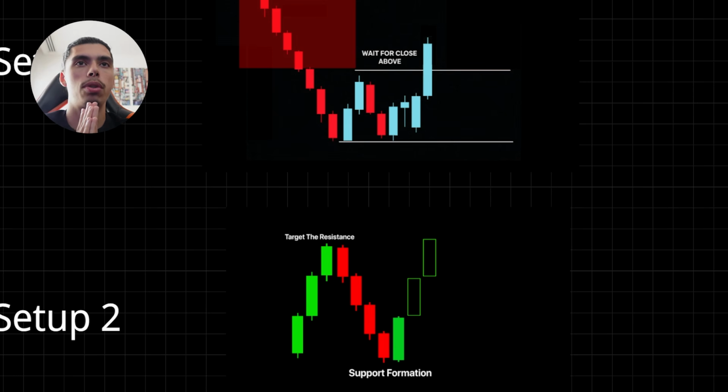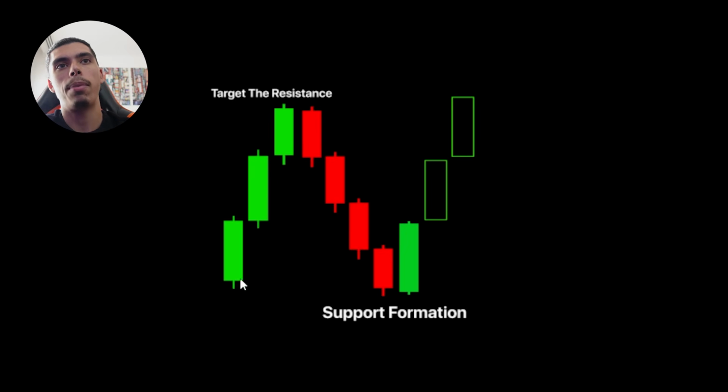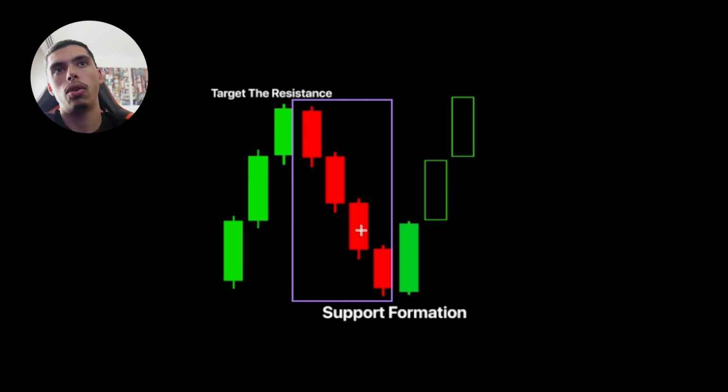So setup number 2 is exactly what I said. You can't buy here because there's no resistance to close above. We've just been pushing straight. So we wait for candles to close bearish. This candle closing bearish has done what, guys? This has created our clean candle zone, right? These are all clean candles.